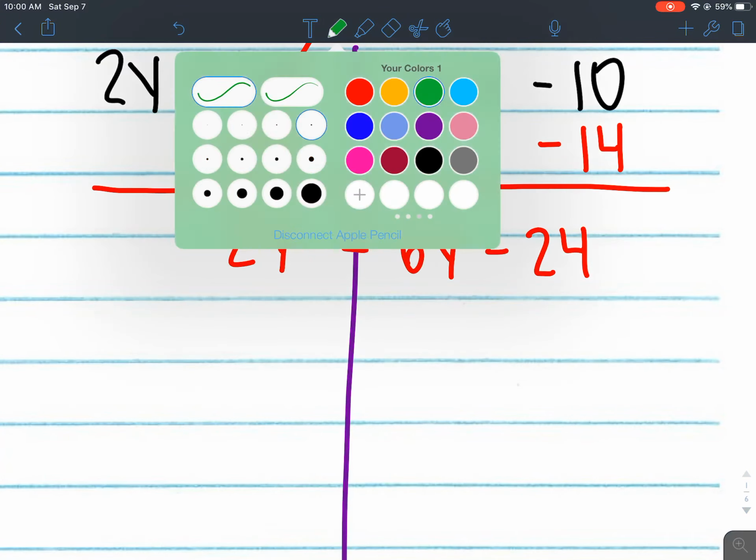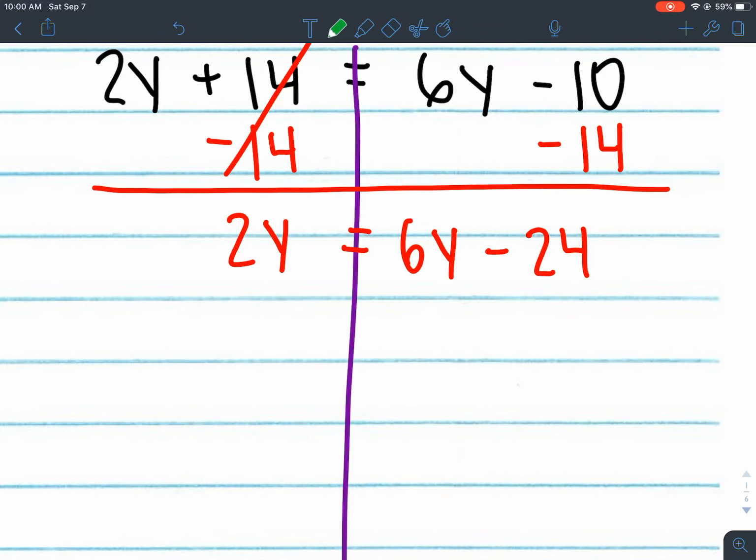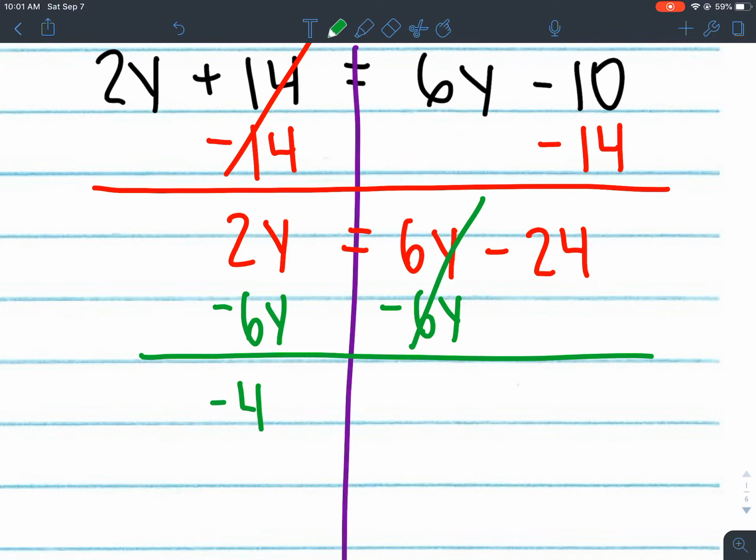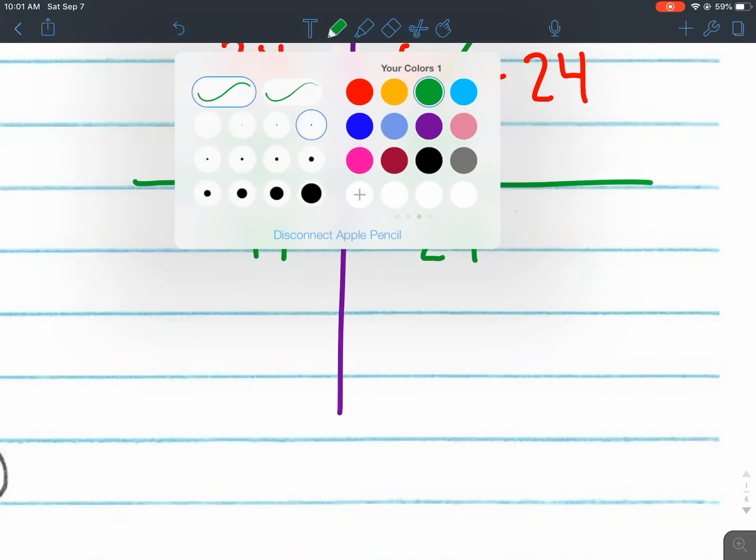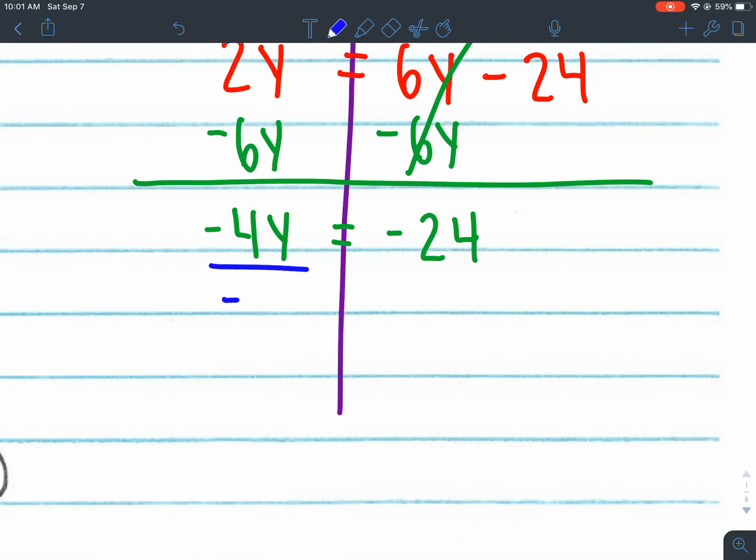Okay, next step here. Well, I want all my variables on the left side, so now I can move my 6y to the left side by subtracting. So that cancels, and I have negative 4y equals negative 24. And my last step here is to divide both sides by negative 4. So then I have y equals, right, because negative 4 divided by negative 4 is 1. Negative 24 divided by negative 4 is positive 6.